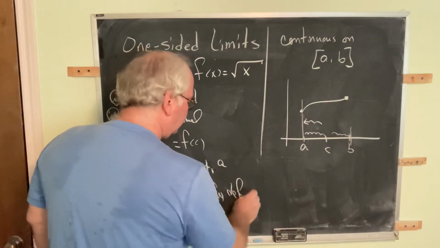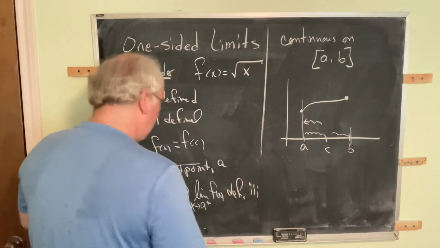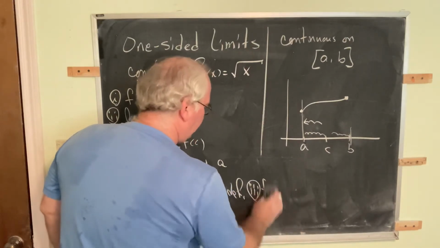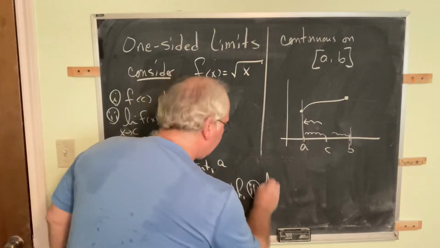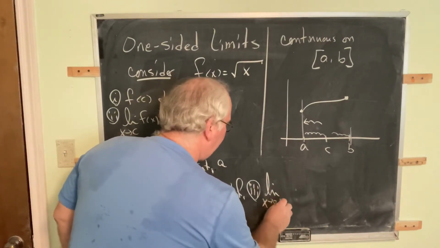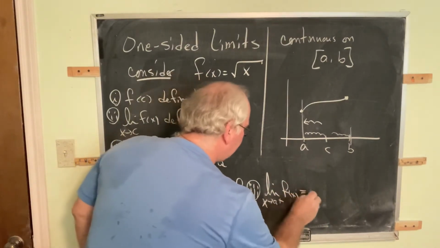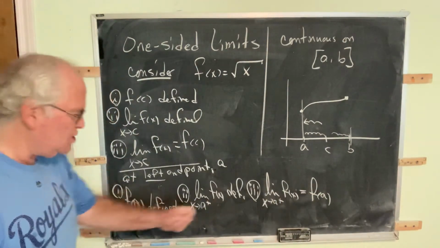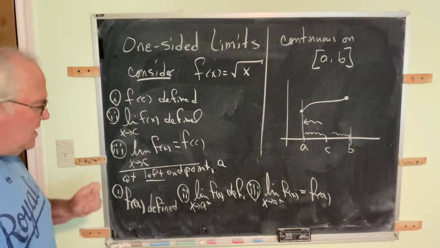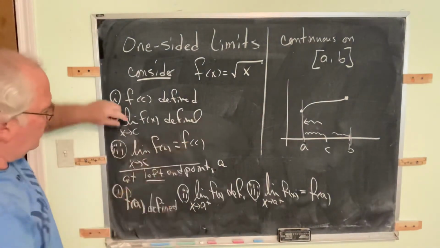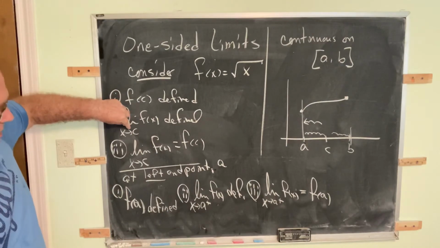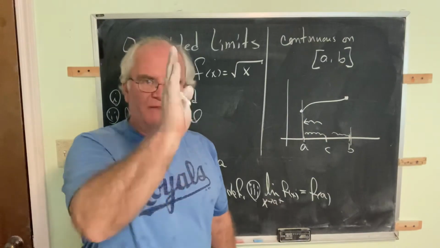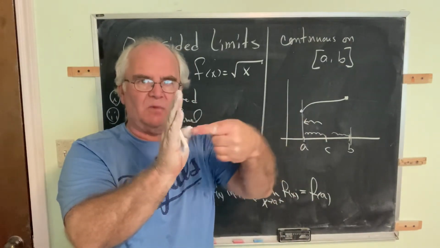So step 3 is the answer you got for step 1, f of a. The limit as x approaches a from the right must equal the value you got for the start. So the answer you got for number 2 must equal the answer you got for number 1. The key is this. For a point in the interior, it's the unrestricted limit. For the left endpoint, you must approach only from the right.